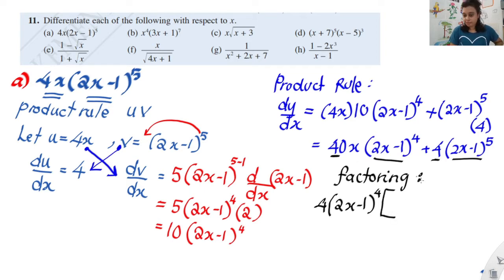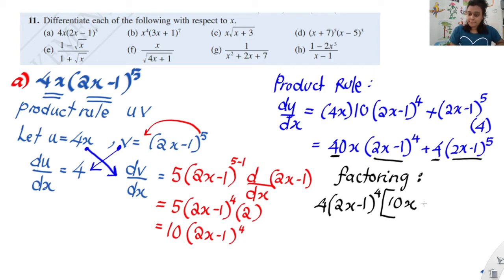Because now we're going to fill in the remaining one. So in the first part here, the remaining is actually 40x. So 4 times what, you will get 40x? 4 times 10x. So when you times back, do you get 40x? And then in the bracket 2x minus 1 to the power of 4, do you get that back? If yes, then this is correct already.